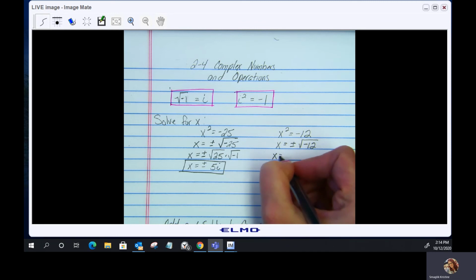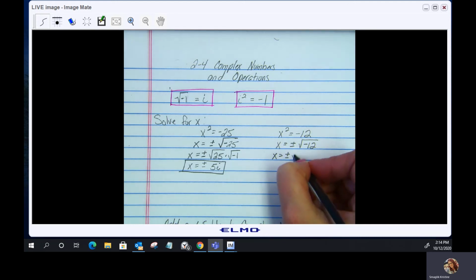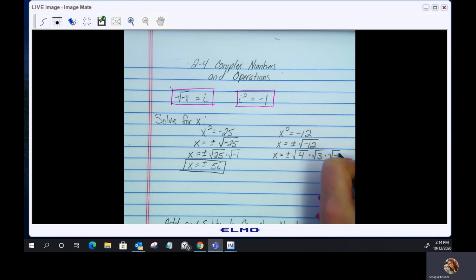We get x equals plus or minus, let's see, I'm going to think of factors of 12 that would be perfect squares. And what comes to mind is 4 times 3, because 4 is a perfect square. So I'm going to say this is the square root of 4 times the square root of 3 times the square root of -1.